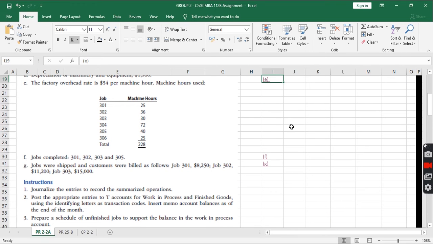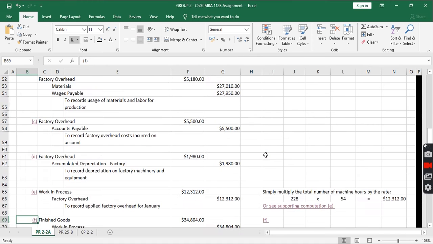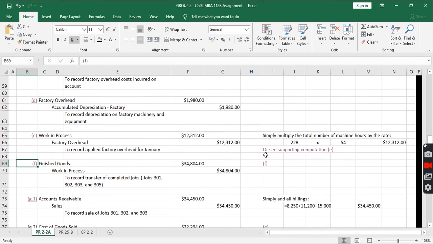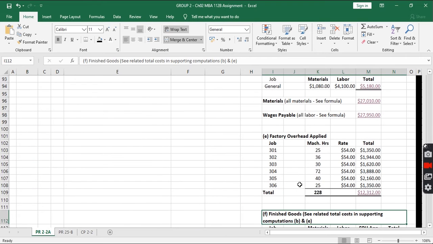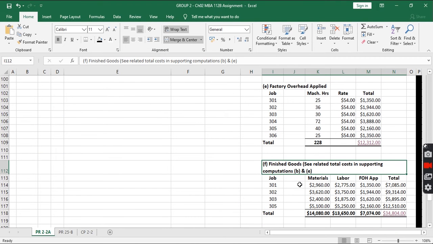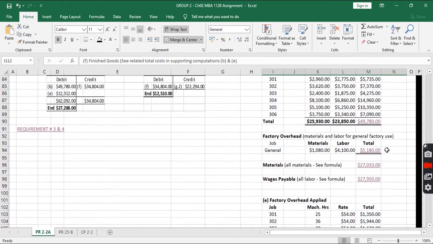With that, let's go to our sixth transaction. Our sixth transaction is the completion of jobs 301, 302, 303, and 305. For that matter, we can calculate the amounts that should be debited to finished goods and credited to work in process through this entry. And the supporting calculation for this is this one. As mentioned a while ago, the jobs finished were jobs 301, 302, 303, and 305. For the material, labor, and factory overhead applied costs for these jobs, we can check it through the tables above. So for the materials and labor, the data is here.